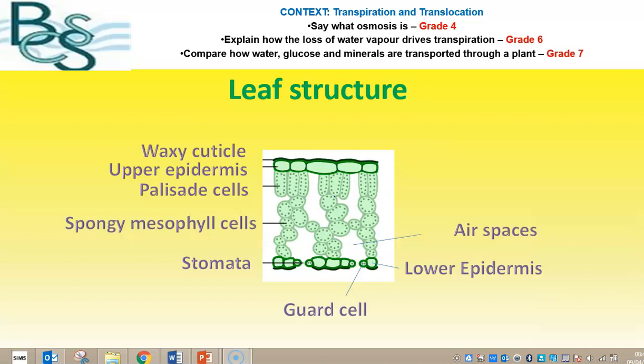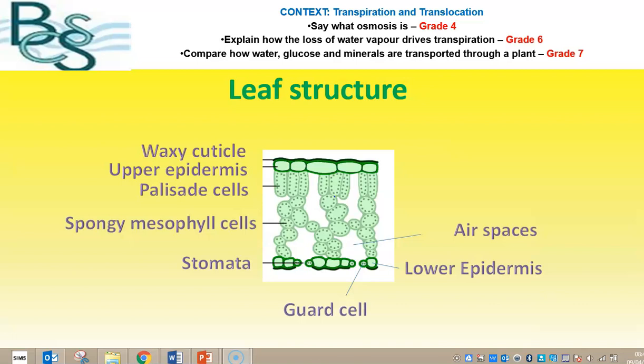The layer underneath that is the spongy mesophyll cells. Those cells do have chloroplasts, but they don't have as many as the palisade cells. The key thing is that in between them they have air spaces. On the very bottom layer, the lower epidermis, we've got holes in the leaf called stomata, and surrounding each stoma we have two guard cells. The guard cells can swell or become flaccid to allow the stomata to open and close.